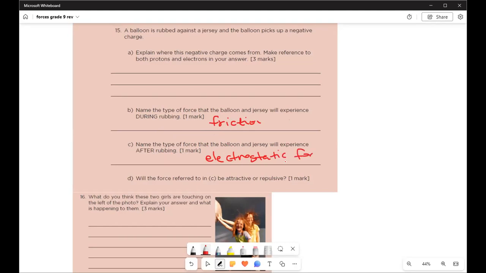Will the force in C be referred to as attractive or repulsive? It's going to be attractive because the two objects are now oppositely charged. The one is negative, the other one is positive. So oppositely charged objects experience attractive electrostatic forces. Just like opposite poles, opposite charges also attract. Same charges are going to repel each other. Okay, sure.